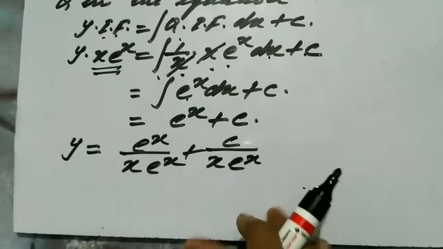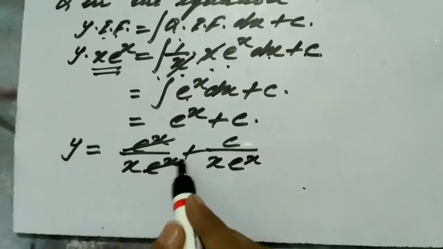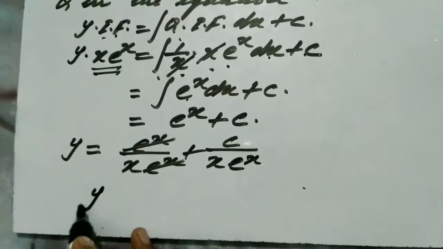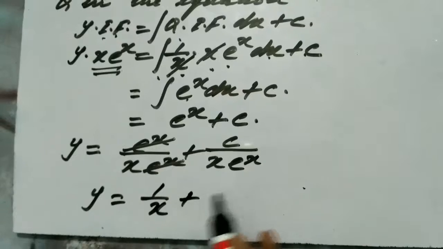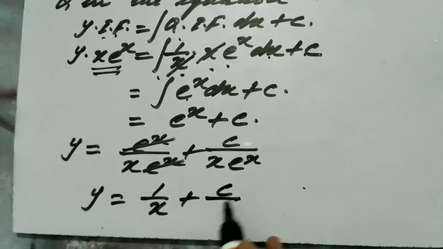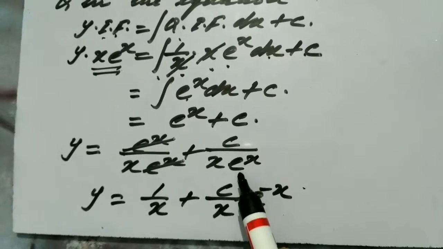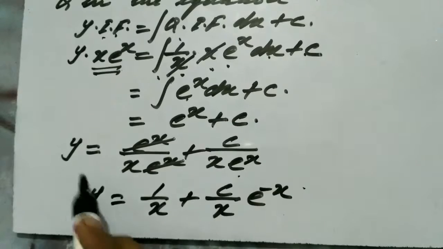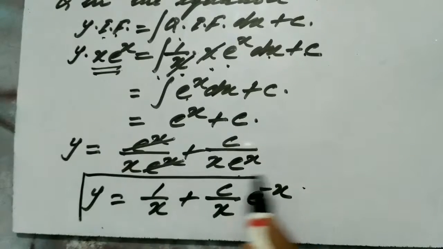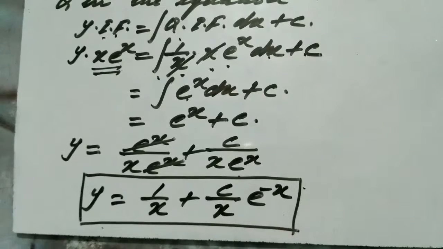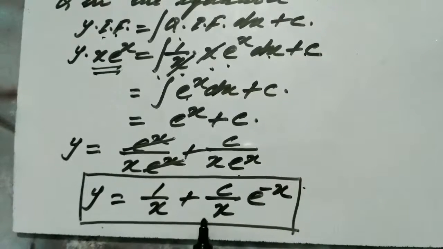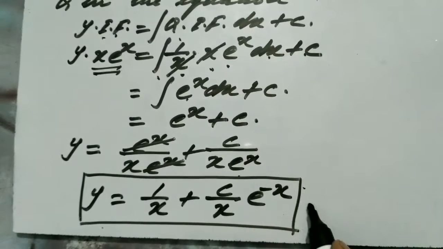So e raised to the power x is cancelled by e raised to the power x, so y is equal to 1 upon x plus c upon x e raised to the power minus x, because we may write e raised to the power x in the denominator as e raised to the power minus x. So this is the required solution to the given linear differential equation. We may also write this solution in another form as 1 upon x, taking 1 upon x common, 1 plus c e raised to the power minus x, but the solution is complete.